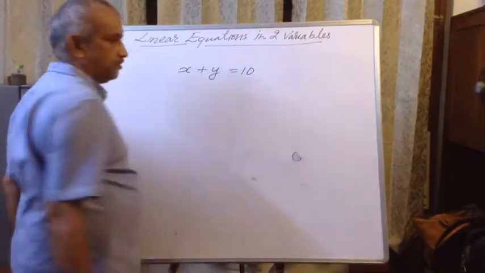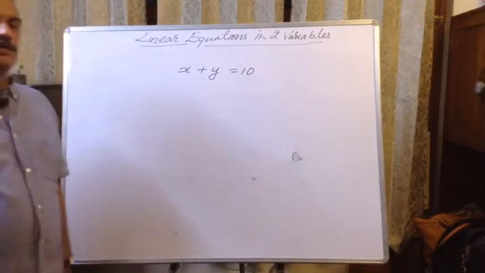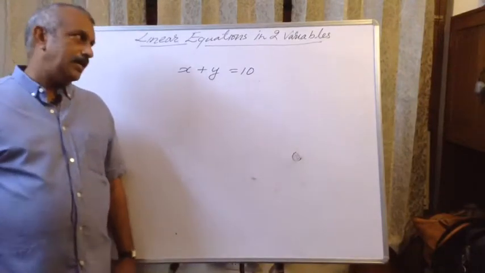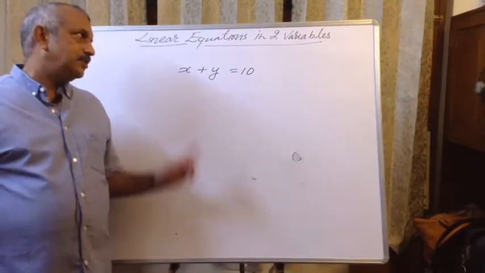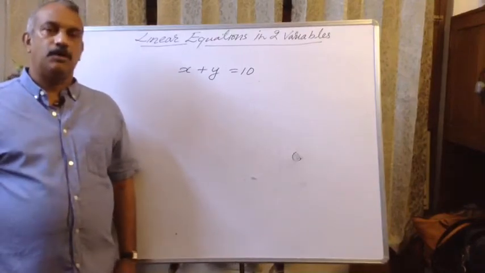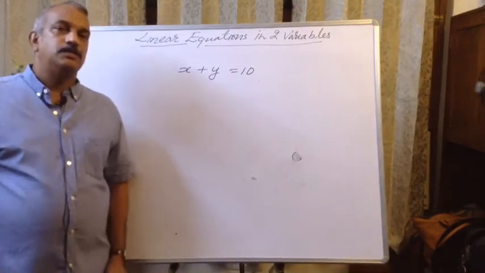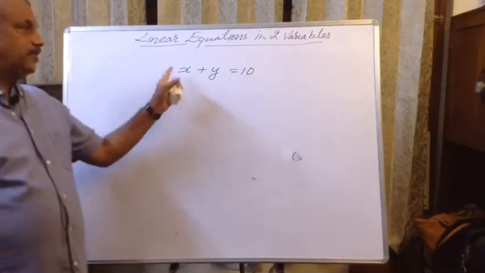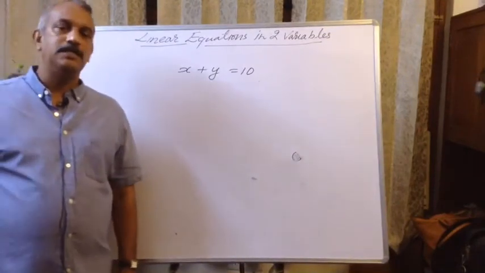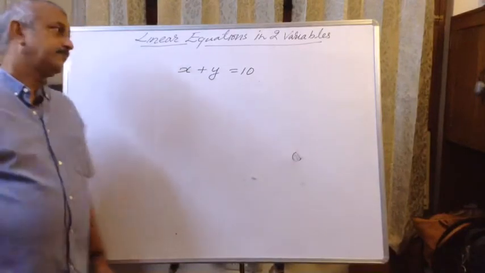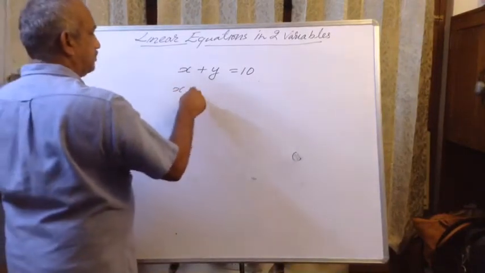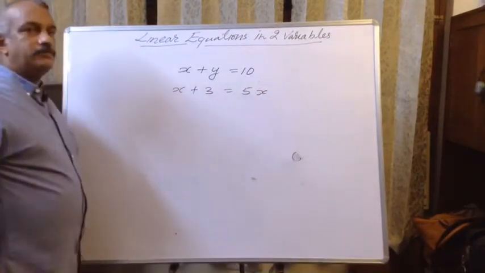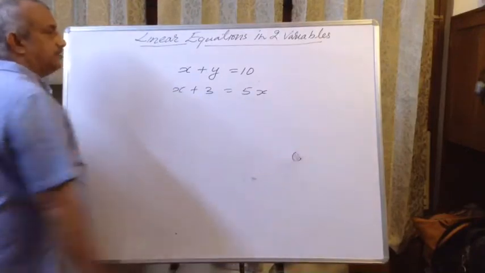Now again we are learning about linear equations in two variables. So what is a linear equation in two variables? An equation in which the degree is 1 and which involves two variables is called a linear equation in two variables. If x repeats any number of times, it is still called a linear equation in one variable only. See, x plus 3 is equal to 5x. This is again a linear equation in one variable because only x is involved.